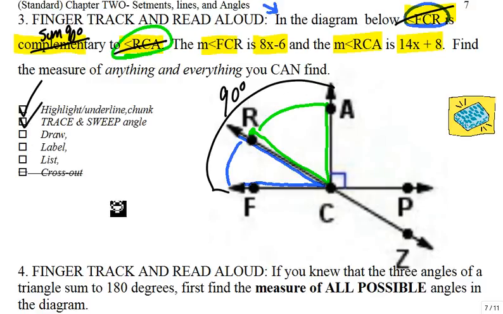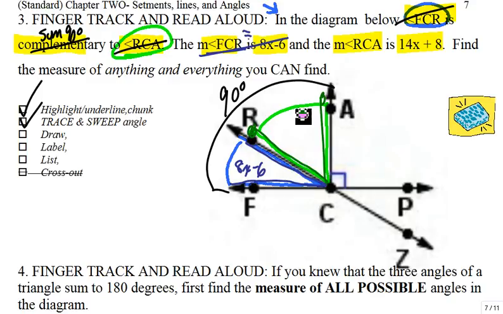We're going to draw, label, list, and cross stuff out as we go. We are told that the measure of angle FCR, trace it again, FCR, is, that's an equal sign, 8x minus 6. Cross it out. And the measure of angle RCA, trace and sweep again, is 4x plus 8. Find anything and everything that you can find. Okay, so we drew it, we labeled it, we listed it, we crossed stuff out as we went.